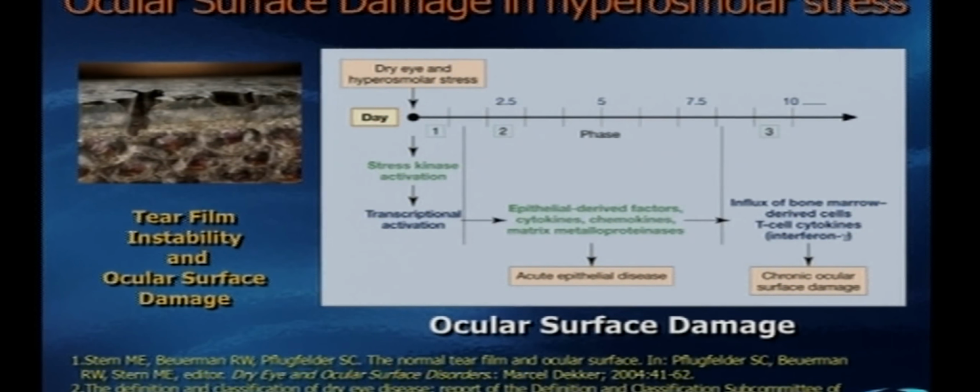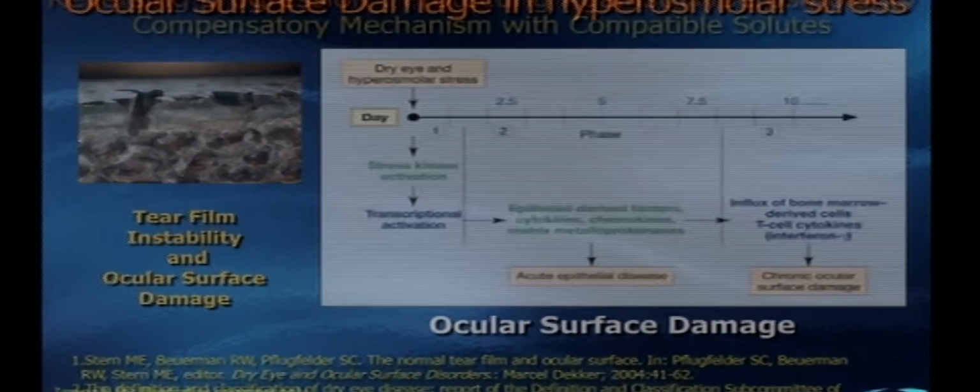The ocular surface damage starts fairly soon, and within a day and a half, there is activation of the stress kinases, and from acute epithelial disease, it becomes chronic surface damage with the involvement of the T cells, and that happens usually within a week of the onset of the hyperosmolar stress.